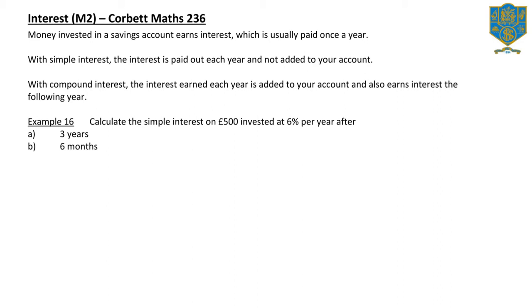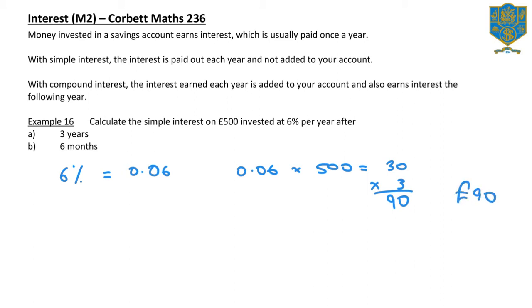So if we work out 6%, we can do this with multiplying factors, 0.06. So 0.06 multiplied by 500 will work out the interest, and that's 30. So that's £30 interest per year. And if we're doing it for 3 years, we'll multiply by 3 and we'll get £90. So the simple interest after 3 years is going to be £90.